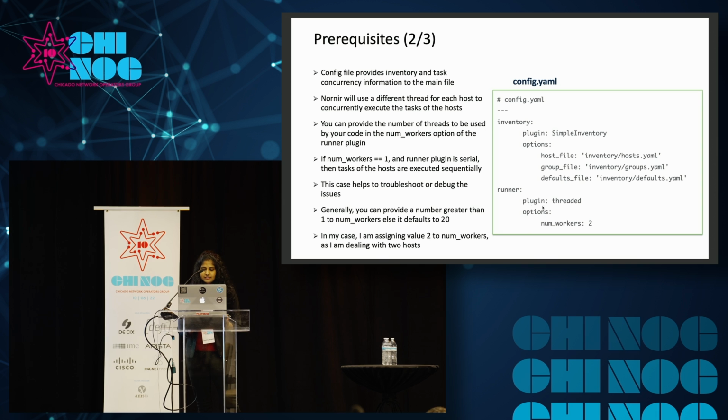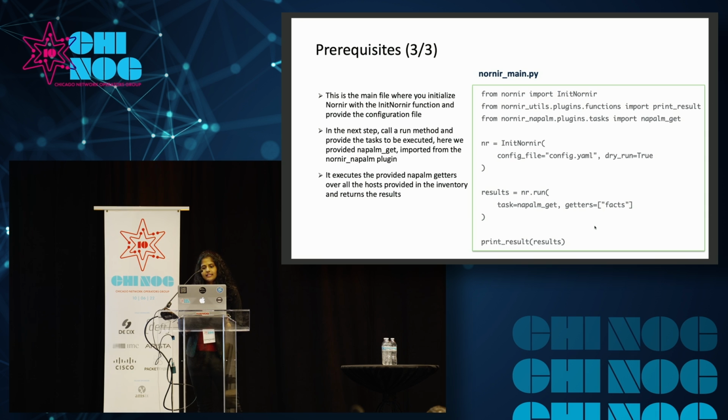And in the options, you can provide the number of threads to be created in order to execute the tasks on the hosts. Here I have provided the number of workers equal to 2. If you don't provide anything, it is going to default to 20 threads. If you provide a number, then that many threads will be created, and each thread will be assigned to each host to execute the tasks of that host.